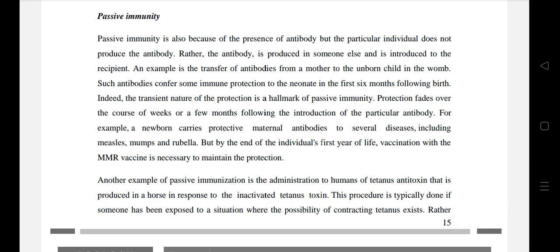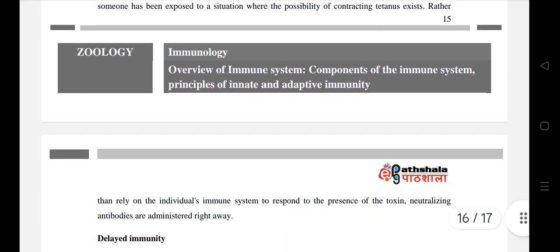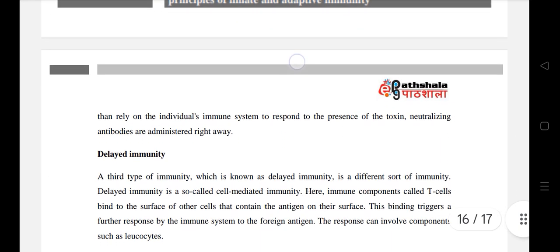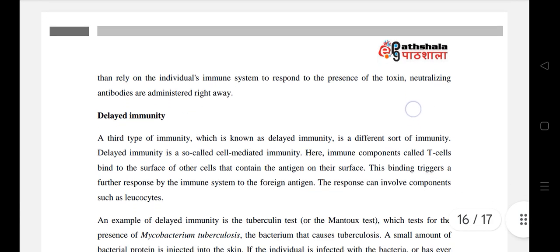Another example of passive immunization is the administration to humans of tetanus antitoxin that is produced in a horse in response to the inactivated tetanus toxin. This procedure is typically done if someone has been exposed to a situation where the possibility of contracting tetanus exists. Rather than rely on the individual's immune system to respond to the presence of toxin, neutralizing antibodies are administered right away.